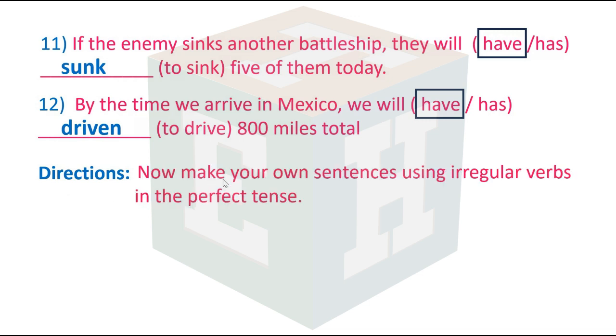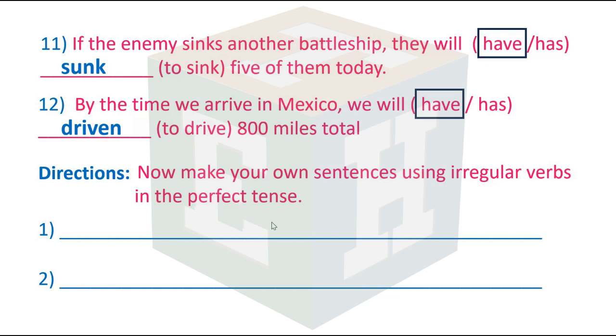Directions. Now, make your own sentences using irregular verbs in the perfect tense. 2 items. 1, 2.